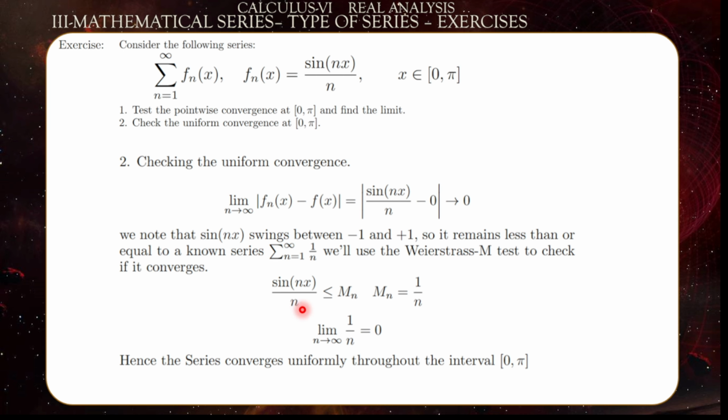Sine nx has a maximum of 1, and other than 1, it oscillates from 1 to -1, as it also passes through the 0 value. So let's check the limit of M_n. Limit of M_n as n approaches infinity, and here we're testing for the sequence, not the series. So that's why there's a nuance, a difference. We're not talking about the divergence of the series, but the sequence here. The limit of 1 over n as n approaches infinity is equal to 0. Hence, the series converges uniformly throughout the interval [0, pi].